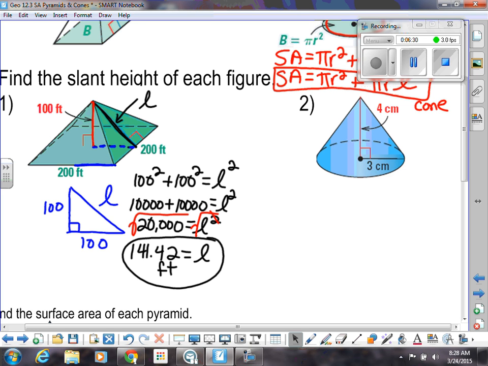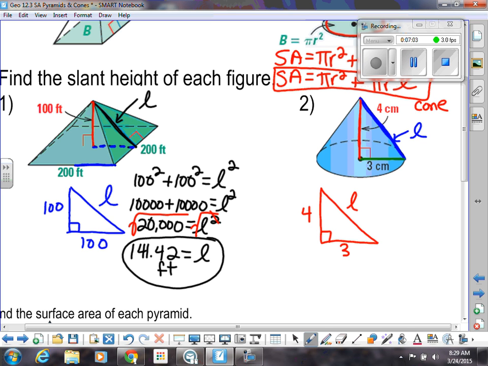And let's come over here to the cone. For the cone, the slant height is this part that you would hold on to if you were holding on to an ice cream cone. So that's my slant height. And notice that the radius makes the bottom part of this right triangle, and the height of the cone makes up the other leg of that right triangle. So I'm going to redraw this right triangle. And the bottom part is 3, the height is 4, and I'm trying to find the slant height.